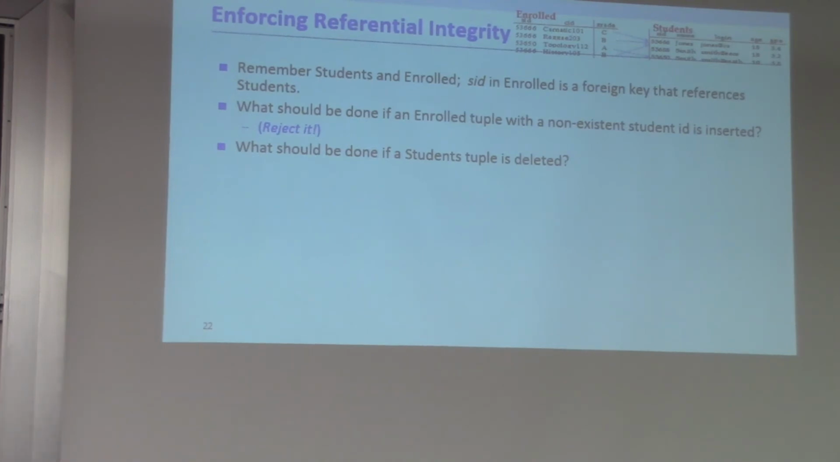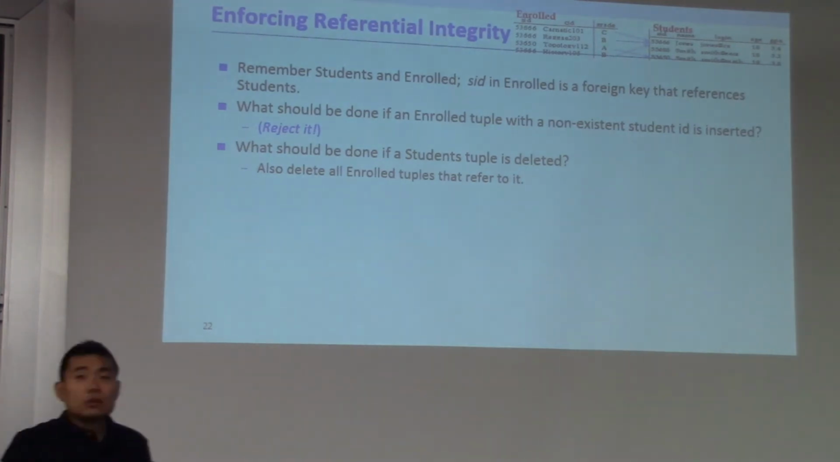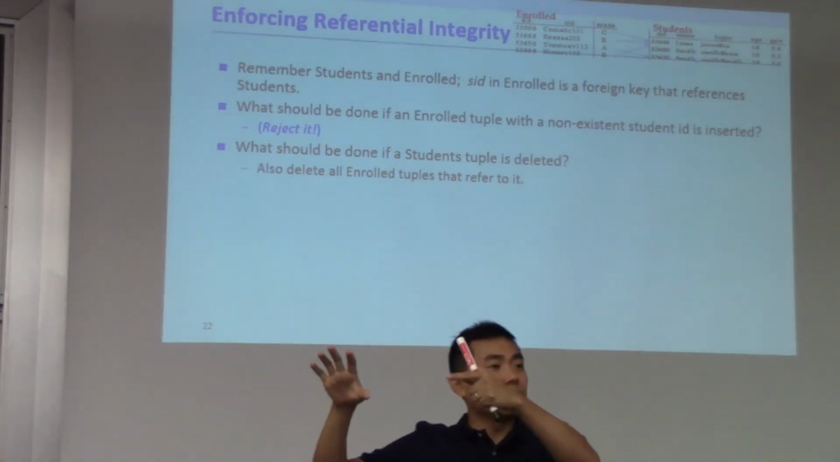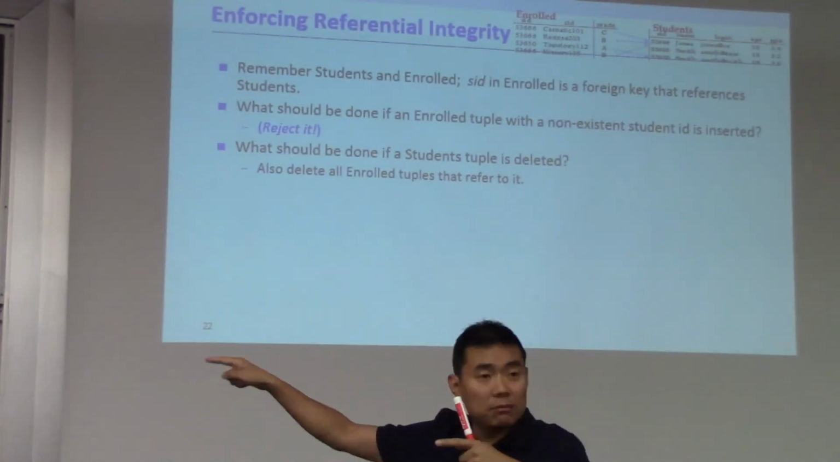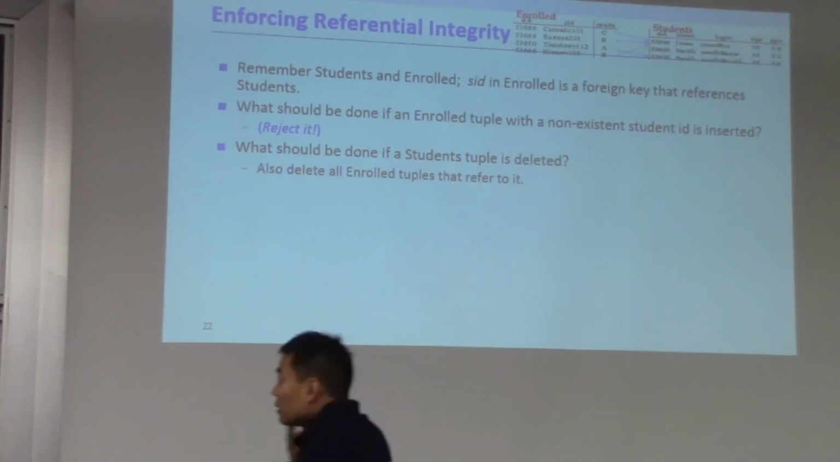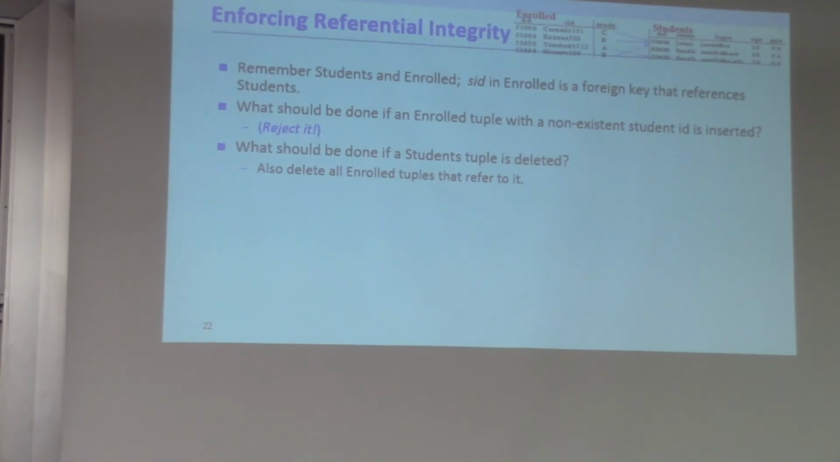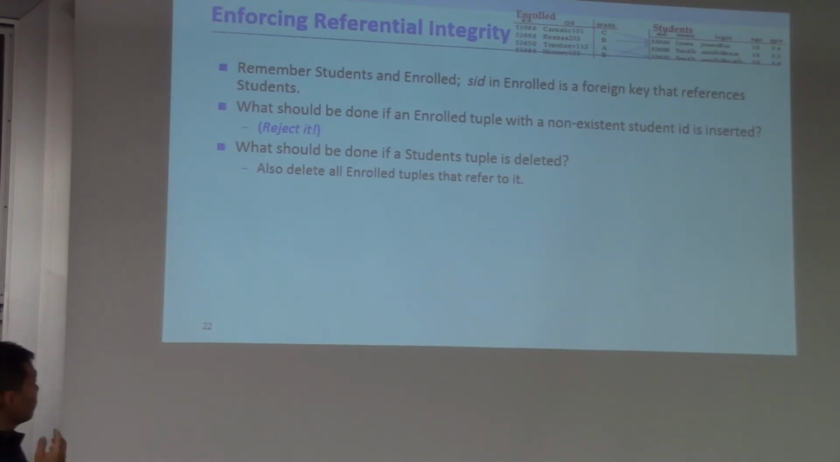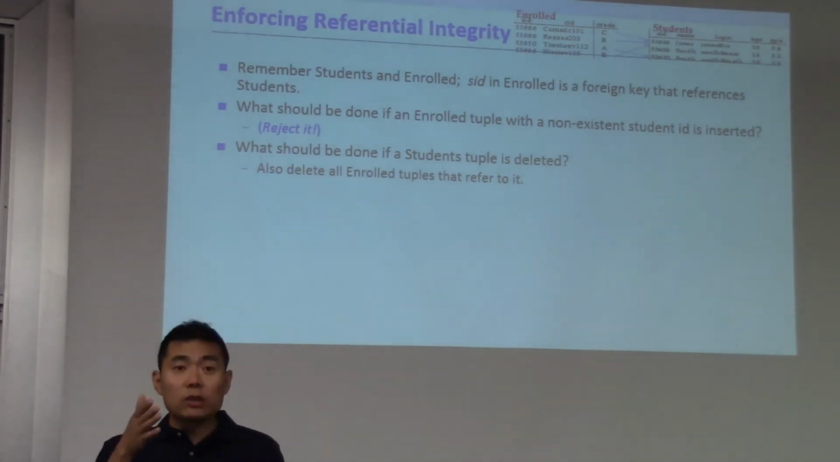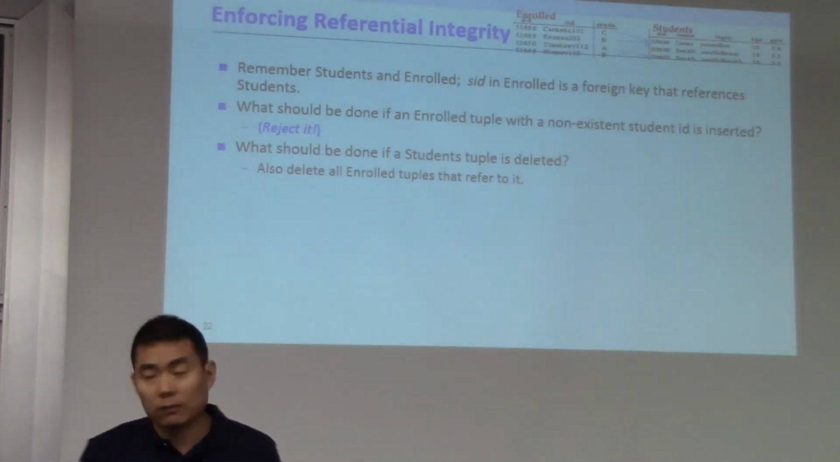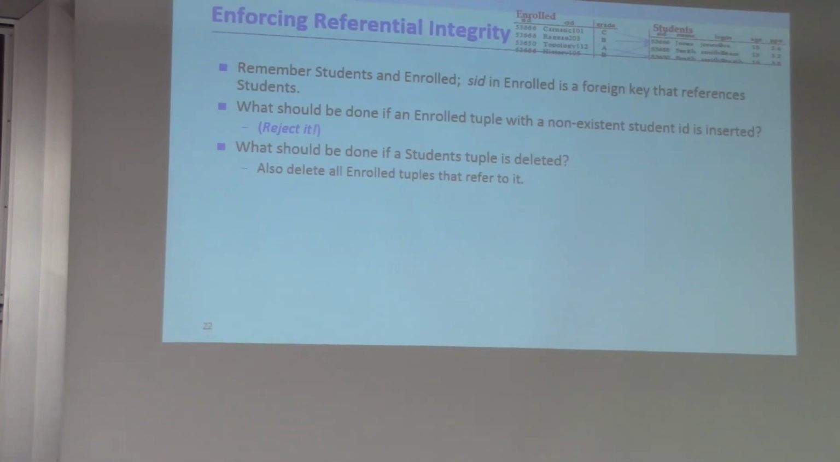But what if a student tuple is deleted? That's kind of like deleting the object the pointer points to. That's the same example I just went over. If you do nothing about it, obviously this is a bad situation, right? If I delete the student record and this is a foreign key pointer, and you do nothing about it, you have a dangling pointer, and you may have a segmentation fault. So you have to do something about it. You can also delete all enrolled tuples that refer to it, meaning delete all pointers pointing to this object. By the way, it's similar here.